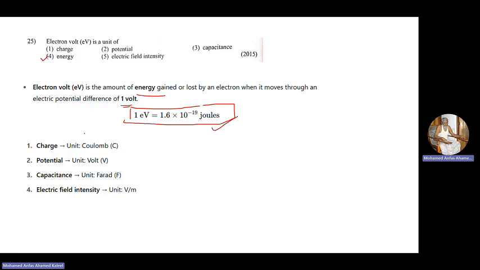Charge is measured in Coulomb, so option 1 is not the answer; electron volt is a unit of energy, not Coulomb. Potential is volt. Capacitance is Farad. Electric field intensity is volt per meter. So the answer is option number 4.